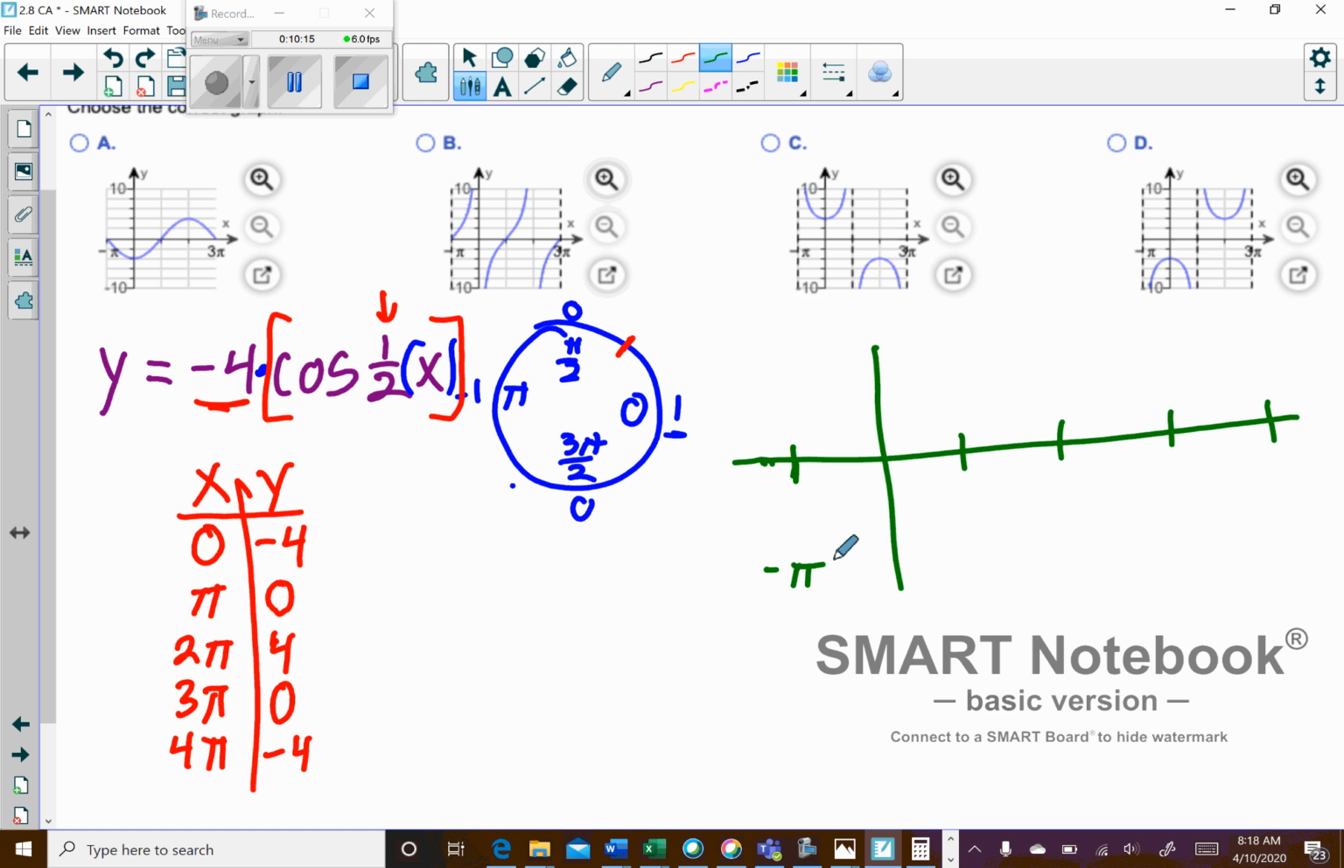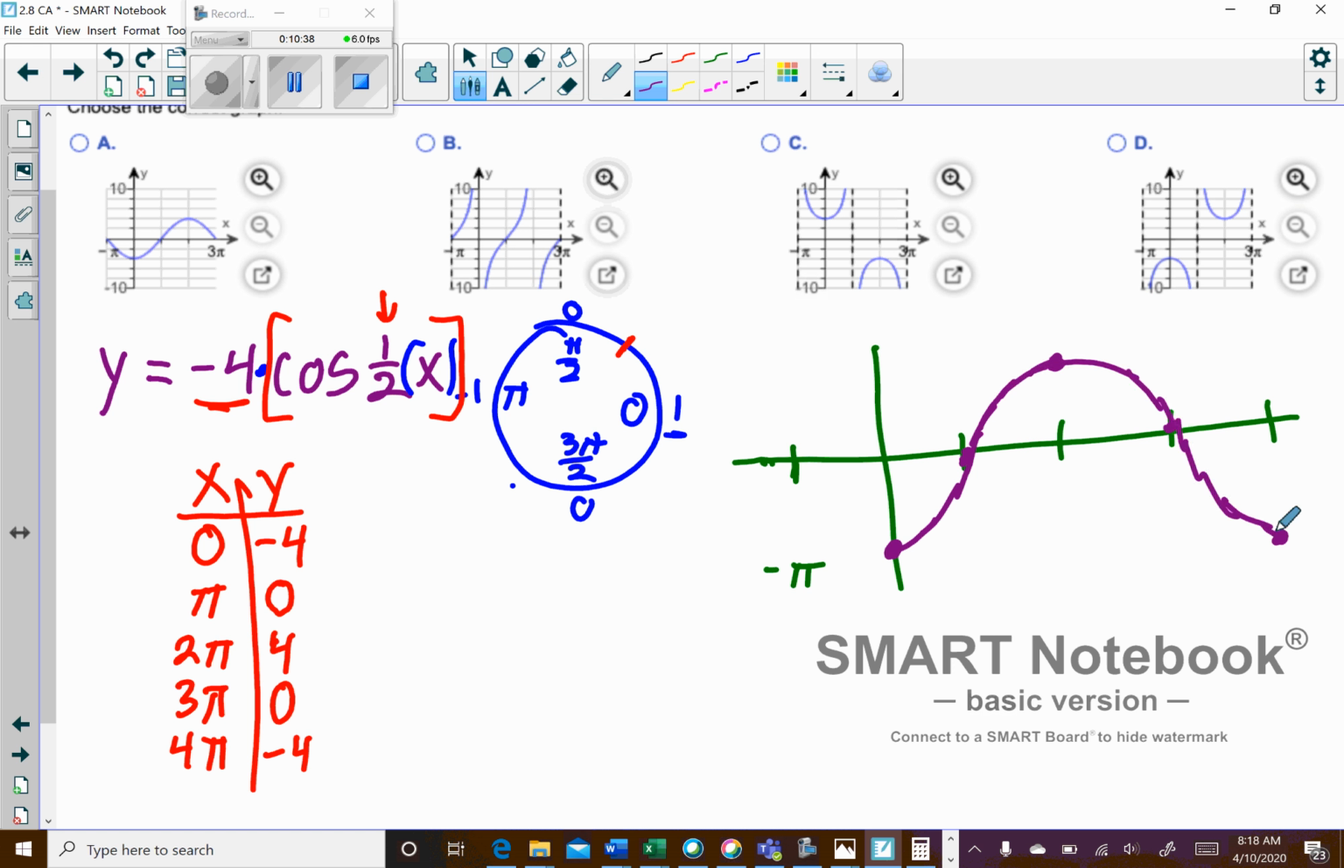Okay, so I'm going to go ahead and plot these original points right here. So at 0, I'm at -4, about down here. Then at pi, I'm at 0. Then I'm up here at 4. Then I'm back at 0. And I'm down here at -4. So the way this one looks is about like this.